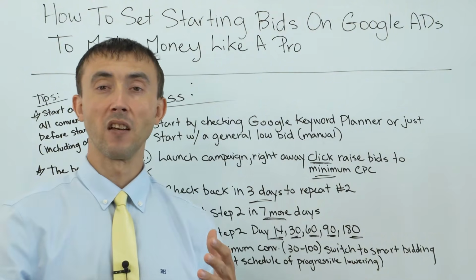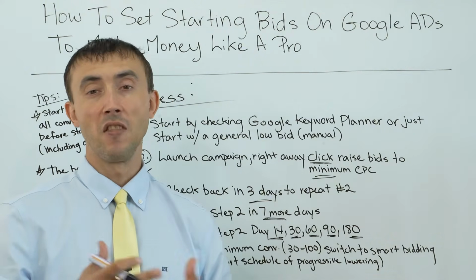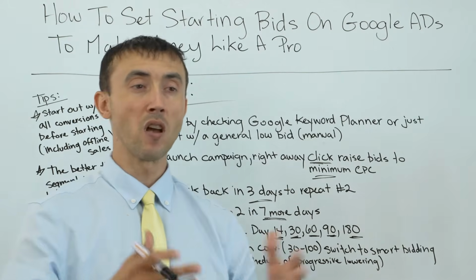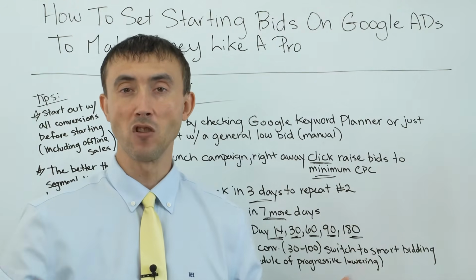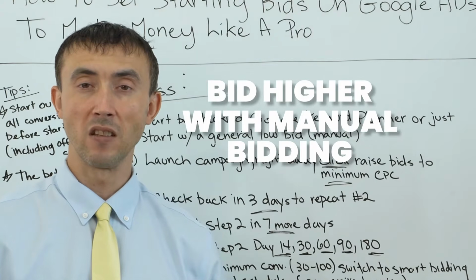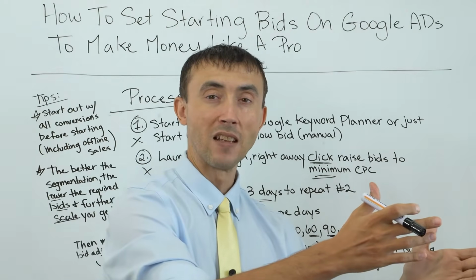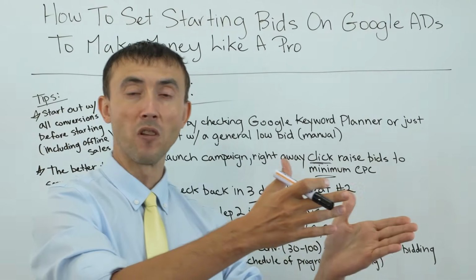Which is why people use maximize clicks to get their clicks going, but in that case they start showing up for a bunch of weird stuff, and then they don't get any conversions, and they complain about that. When really they should have just bid higher with the manual bidding strategy and used exact match terms, so that yes, you're paying a lot more than you may want to per click, but at least the clicks you're getting are solid.